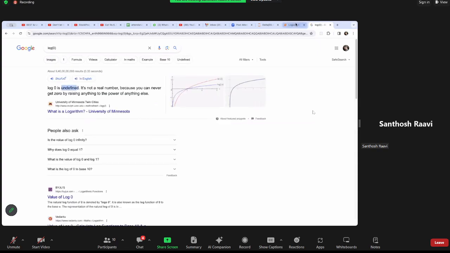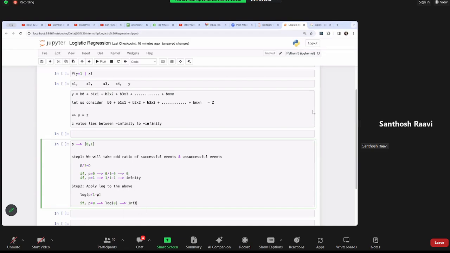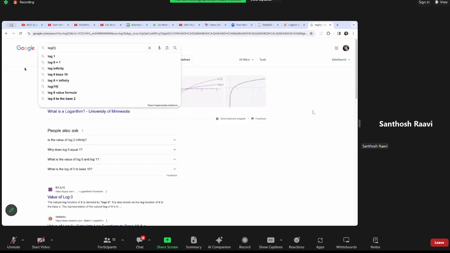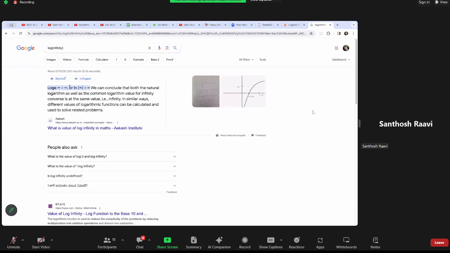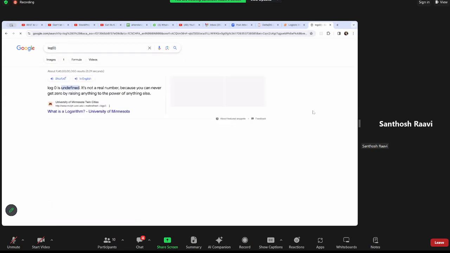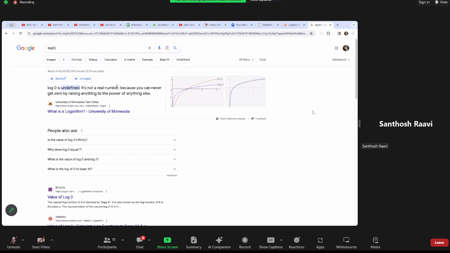Undefined means infinity. So if p equal to 1, then log of infinity will be again infinity. If you want, you can search it. Log of infinity is again infinity. Log of 0 is undefined. It's not a real number.